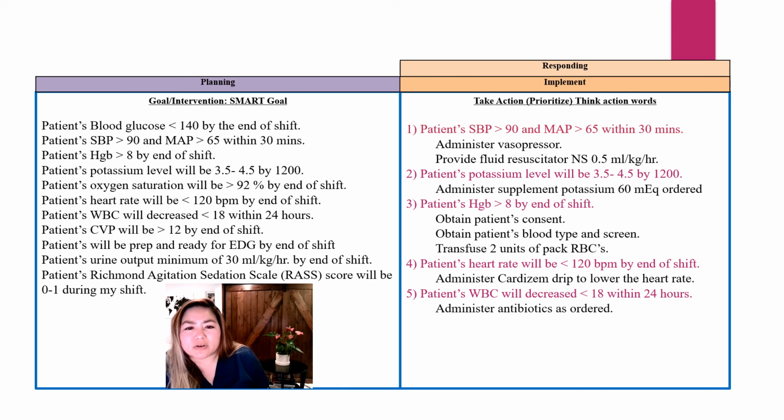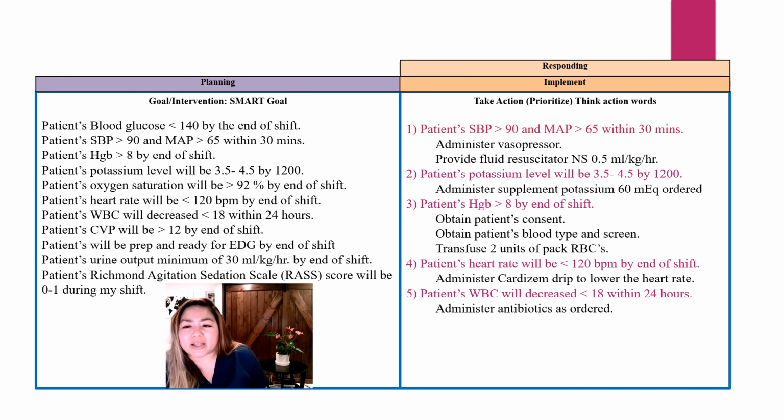We want to educate the student on using measurable goals, right? And be specific. We want the blood glucose to be less than 140, and you want the patient to achieve this by the end of shift. We want the systolic blood pressure to be greater than 90, MAP greater than 65 within 30 minutes. And when we say realistic goals, we don't want the student to achieve a systolic blood pressure greater than 90 by the end of the week, because that is not relevant for our patient, right? So we want them to use their critical thinking and make sure that it's appropriate for this patient.